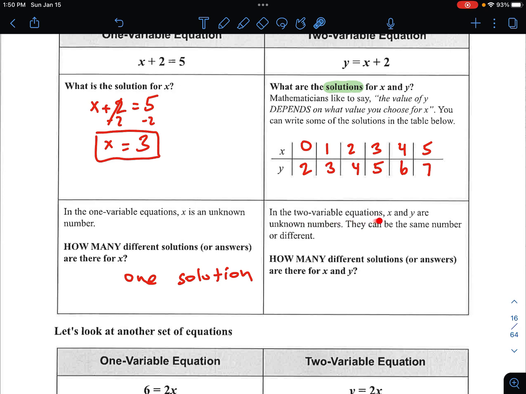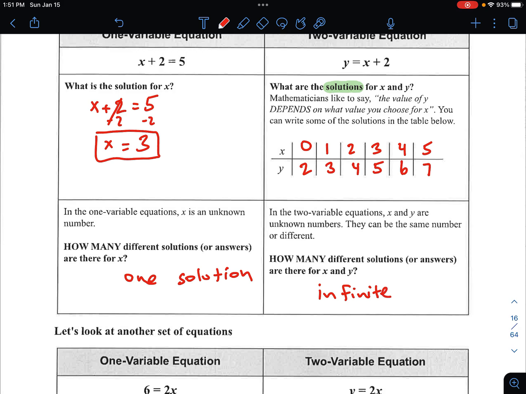In two variable equations, x and y are unknown numbers. They can be the same number or different. How many different solutions or answers are there for x and y? Well, as you can see, I have lots of answers here. When x is 0, y is 2. When x is 1, y is 3. When x is 2, y is 4. And if x is 10, guess what y is? 10 plus 2, well, that would mean y is 12. So how many different solutions can I have for this equation? An infinite number.